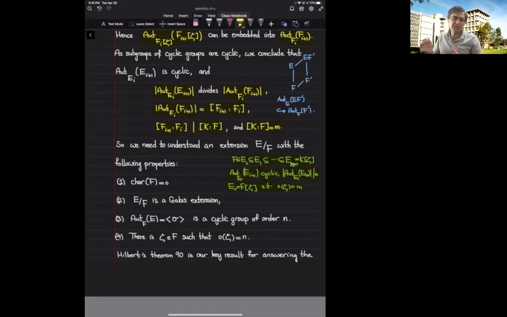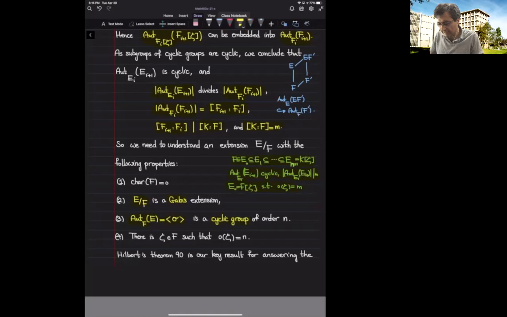So we have already discussed cyclotomic extensions. We'll come back to those as well later. But for now, we look at the other blocks of this tower. Every other block in this tower looks like this. So we have E over F, which is Galois. The group of automorphisms is cyclic.